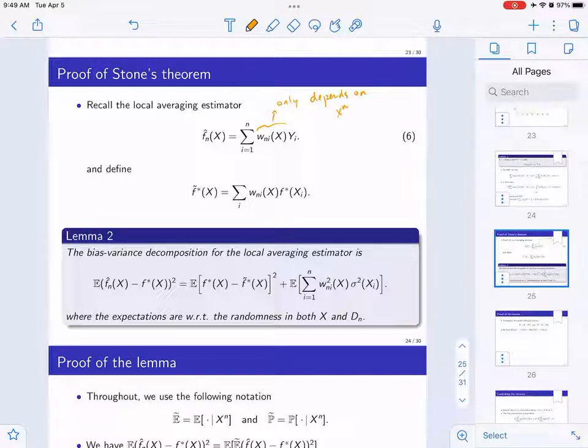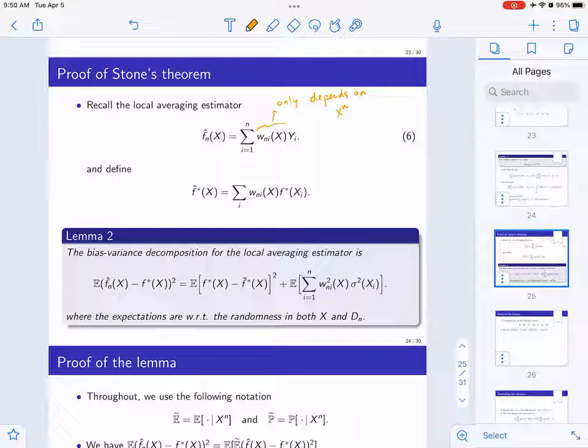Somehow this is related to the bias, because if I can reproduce f star exactly by these weights, then I have no bias. If this is very far from f star, then you're going to have a problem. Okay, so there's some intuition for this. The y_i's are centered around f star plus some noise. If there was no noise, basically I would just have y_i equal f star of x_i. So this is the noiseless version in a sense.